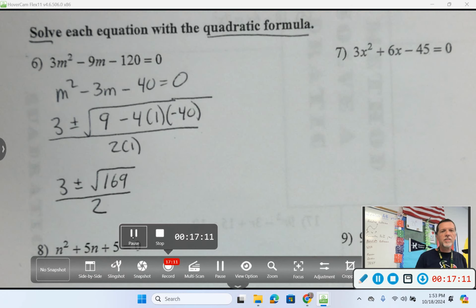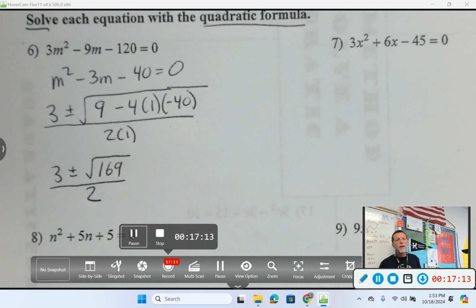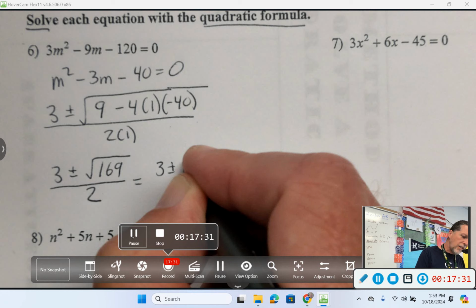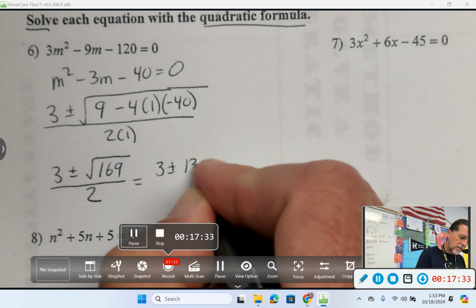Square root of 169. Did any of y'all have those mean teachers that made you memorize the perfect squares up to like 25? Aren't those teachers terrible? Except that now you know what the square root of 169 is. 13. Yay for mean math teachers.